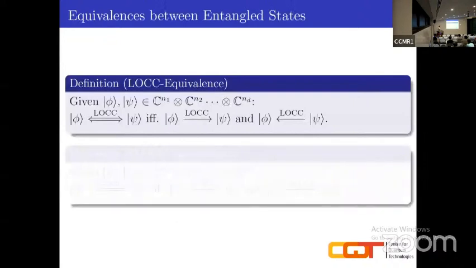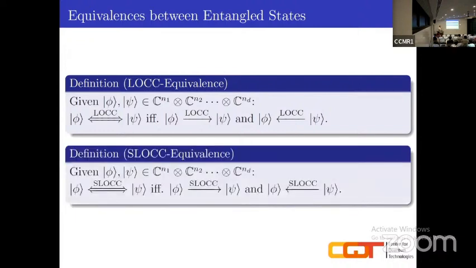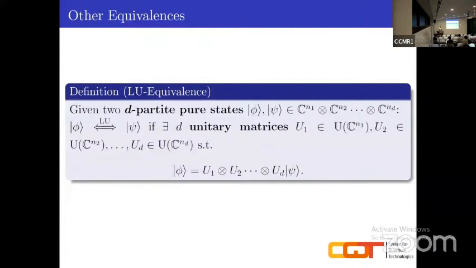So here we have our definition for LOCC equivalence. If two states are LOCC equivalent, then these two states are interconvertible through the LOCC protocol. Similarly, we have the definition for SLOCC equivalence. And we also have other equivalences for quantum states. If we consider two d-partite pure states, we say that they are LU equivalent as long as we can find d unitary matrices that act on psi locally and send psi to phi.